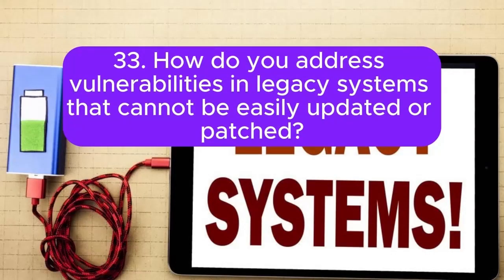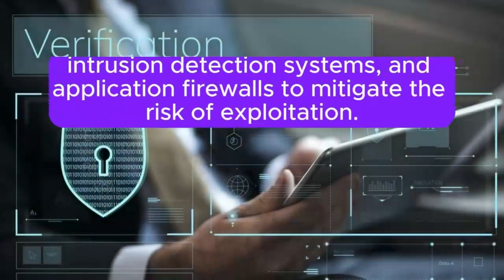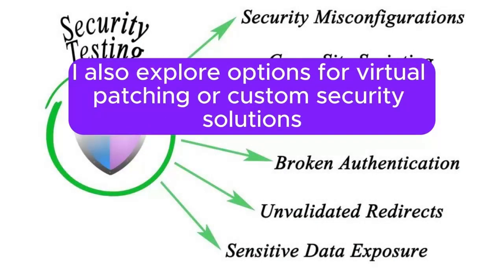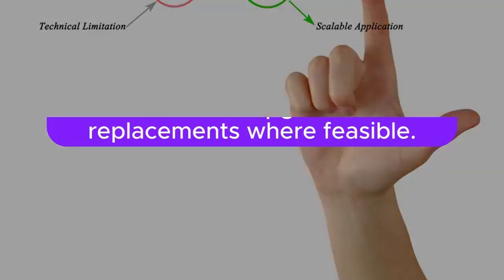33. How do you address vulnerabilities in legacy systems that cannot be easily updated or patched? Answer: For vulnerabilities in legacy systems, I implement compensating controls such as network segmentation, intrusion detection systems, and application firewalls to mitigate the risk of exploitation. I also explore options for virtual patching or custom security solutions, tailored to the specific needs of the legacy environment, while planning for eventual upgrades or replacements where feasible.